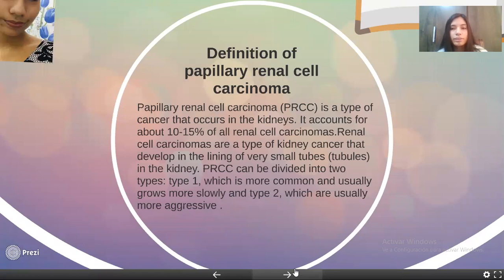Definition of papillary renal cell carcinoma. Papillary renal cell carcinoma is a type of cancer that occurs in the kidneys. It accounts for about 20 to 50% of all renal cell carcinomas. Renal cell carcinomas are a type of kidney cancer that develop in the lining of very small tubes in the kidney. PRCC can be divided into two types. Type 1, which is more common and usually grows more slowly, and type 2, which is usually more aggressive.